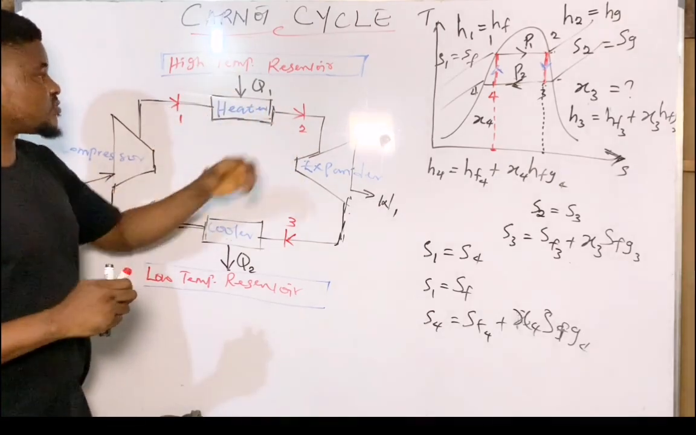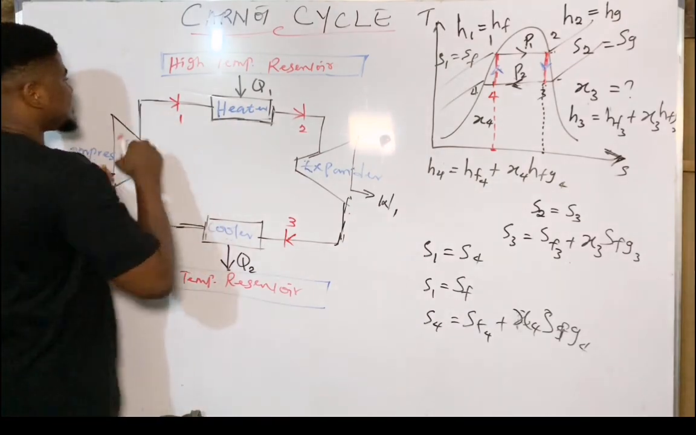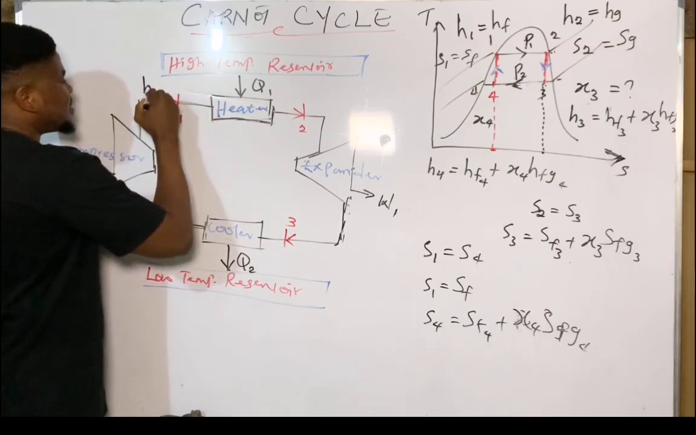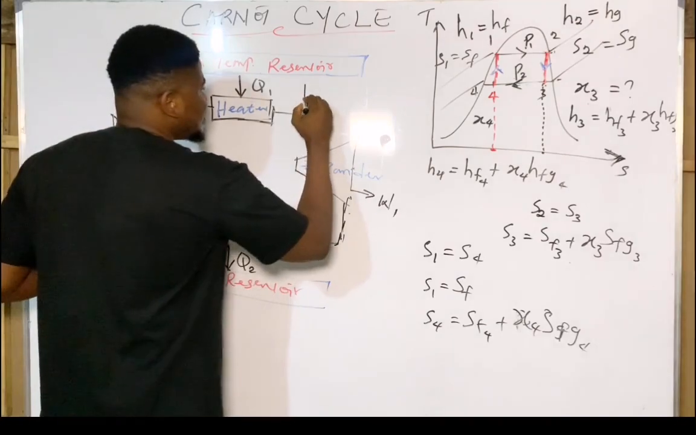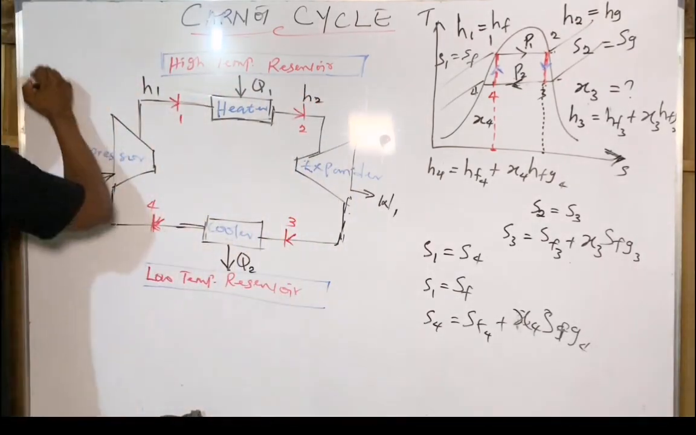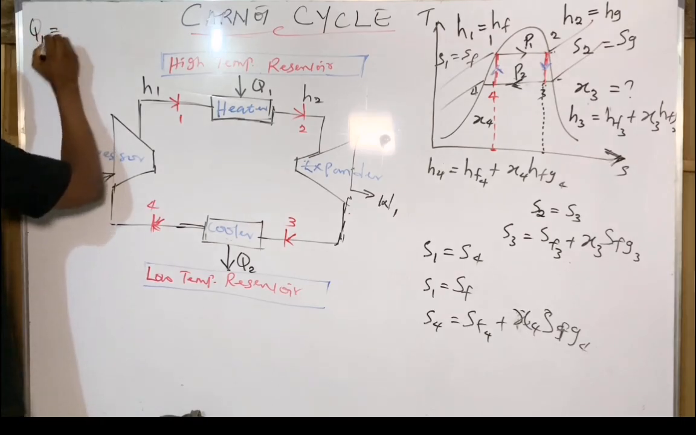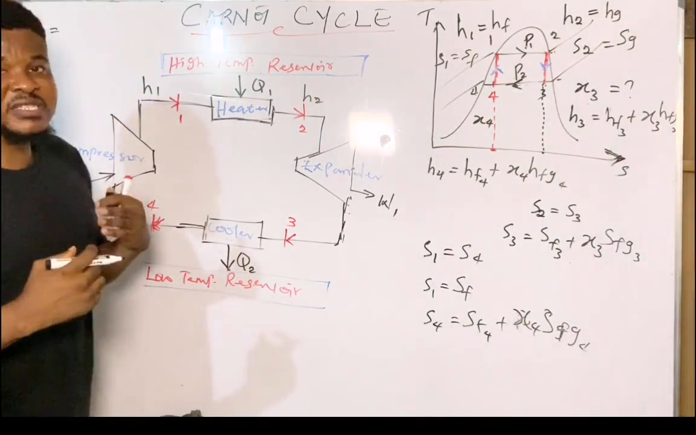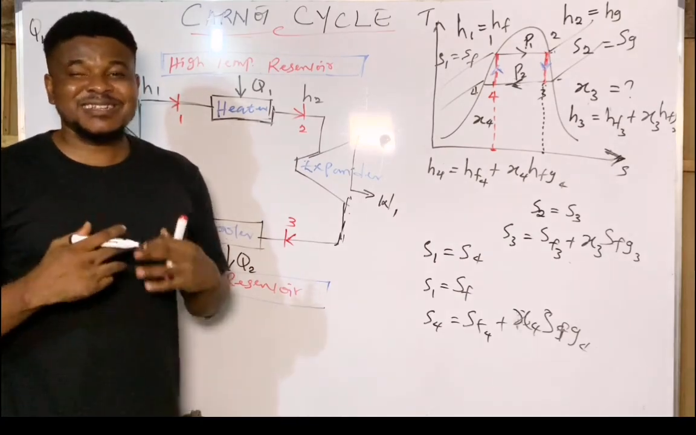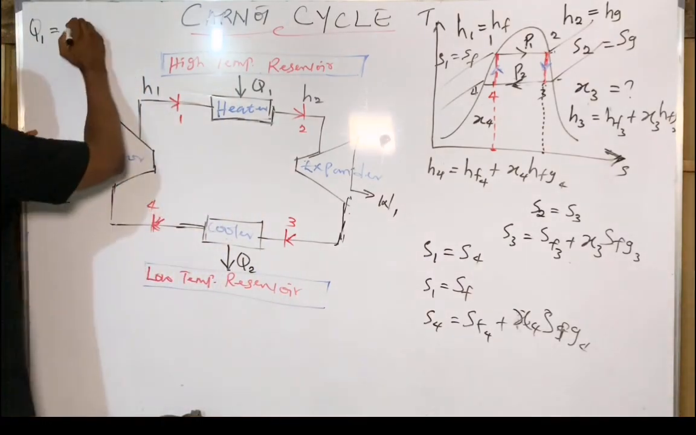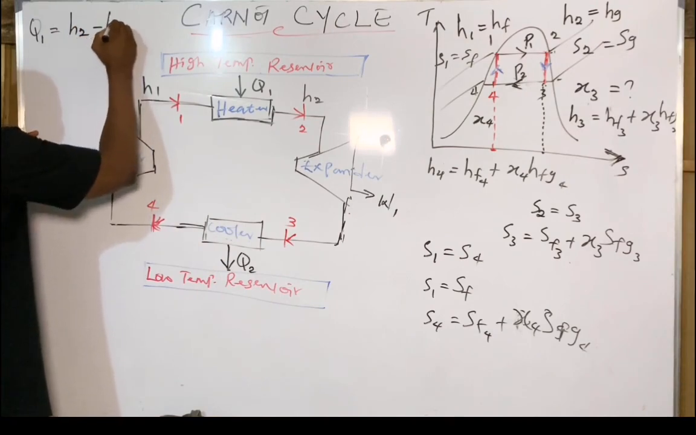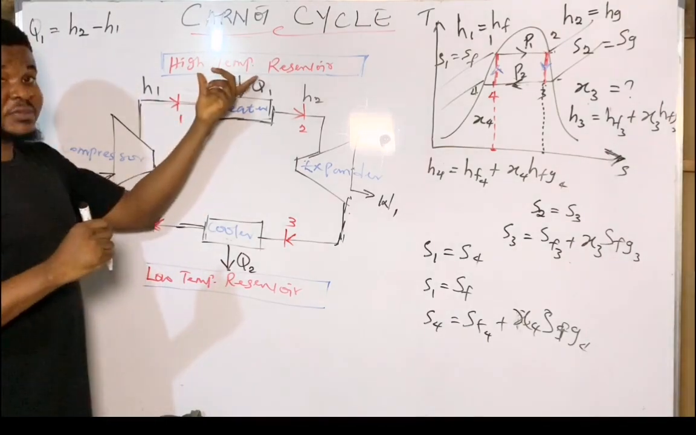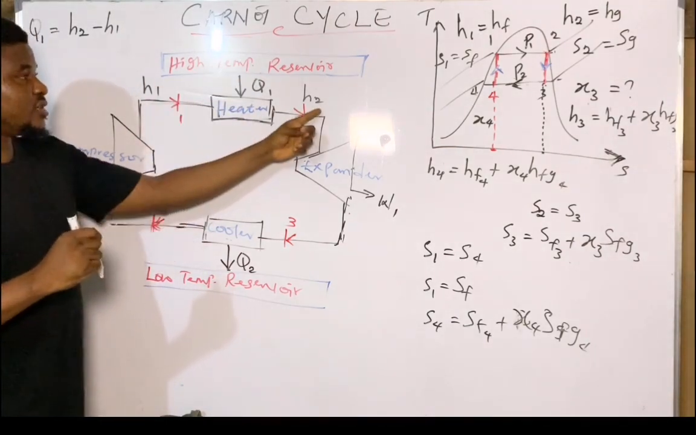So between state 1 to state 2, once again, the enthalpy at state 1 is H1, enthalpy at state 2 is H2. Therefore, the heat supplied, which we call Q1, is going to be equal to the difference in enthalpy, and that heat must be positive. Whenever heat is added to a system, that heat is positive. That heat becomes H2 minus H1. So this gives us the heat supplied from the high temperature reservoir into the working fluid, H2 minus H1.